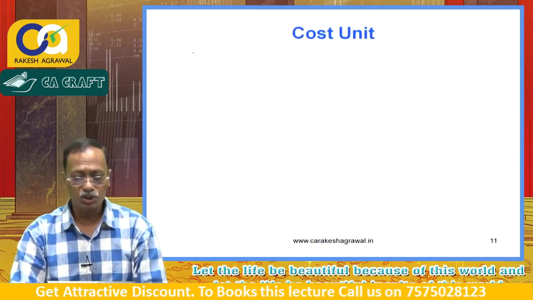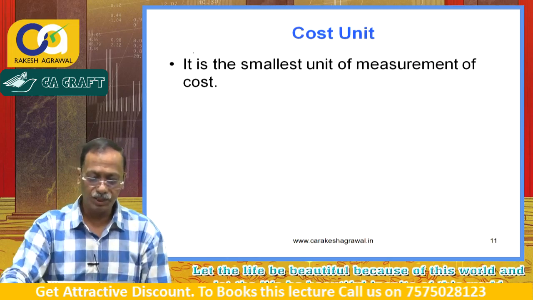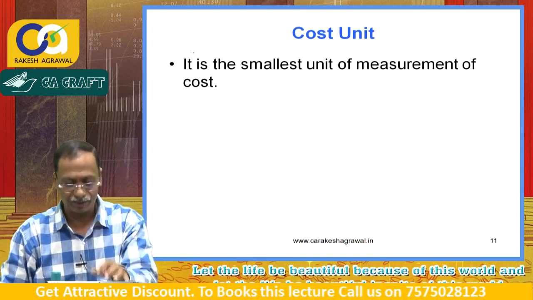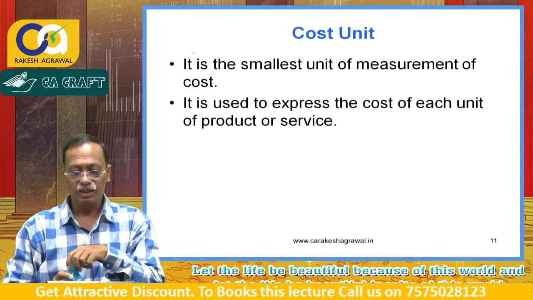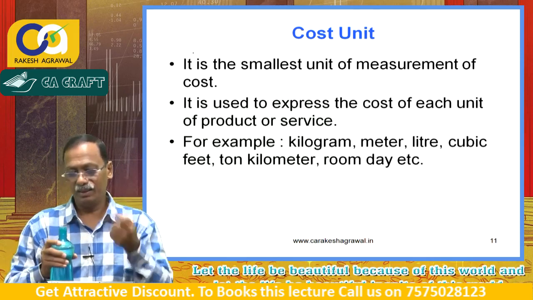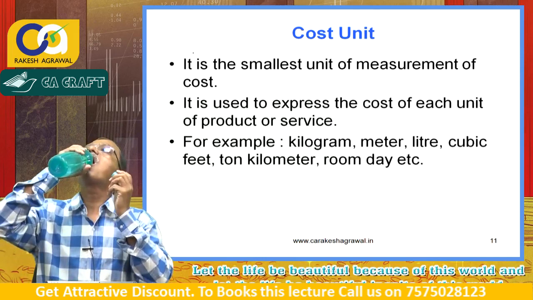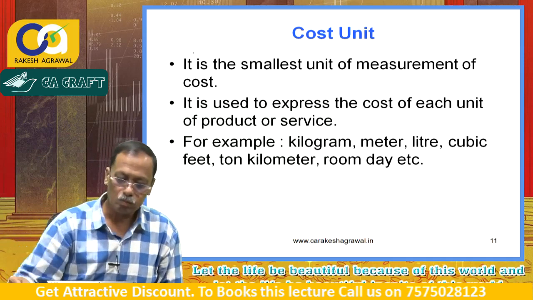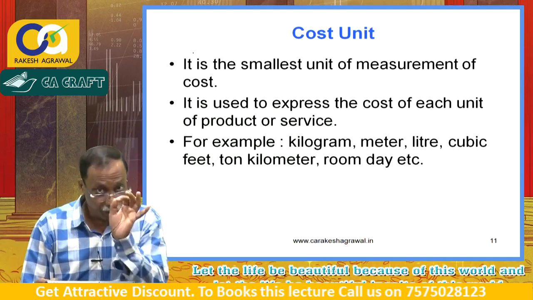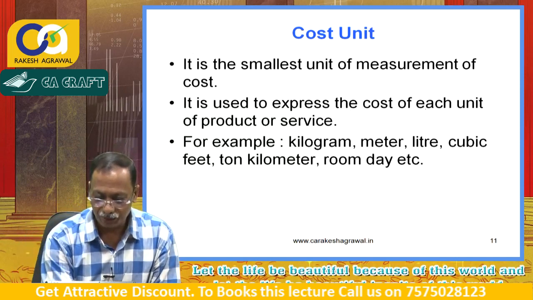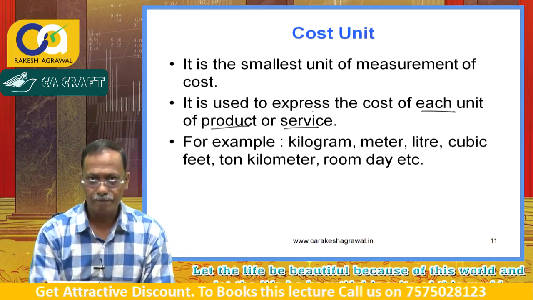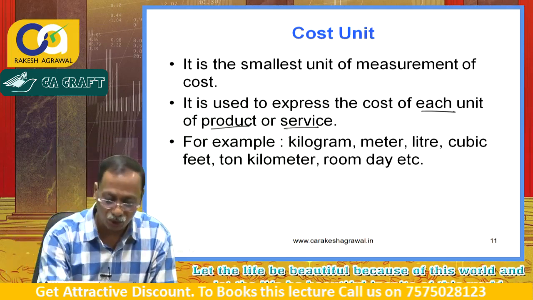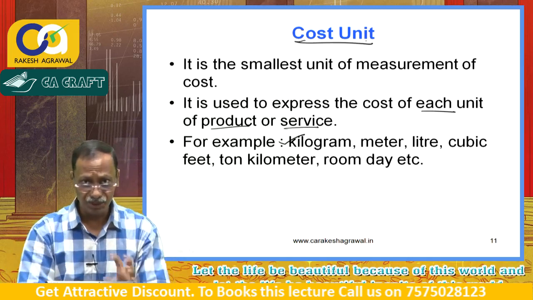Another term, a small term: cost unit. It is the smallest unit of measurement of cost, the smallest unit in which we measure and express the cost. I'll give you some examples. If you can recollect, just read this. This unit in which we express the cost is used to express the cost of each unit of product or service. For example, we sometimes say cost per kg, that is cost per kilogram. So kilogram is a cost unit which we use to express the cost.